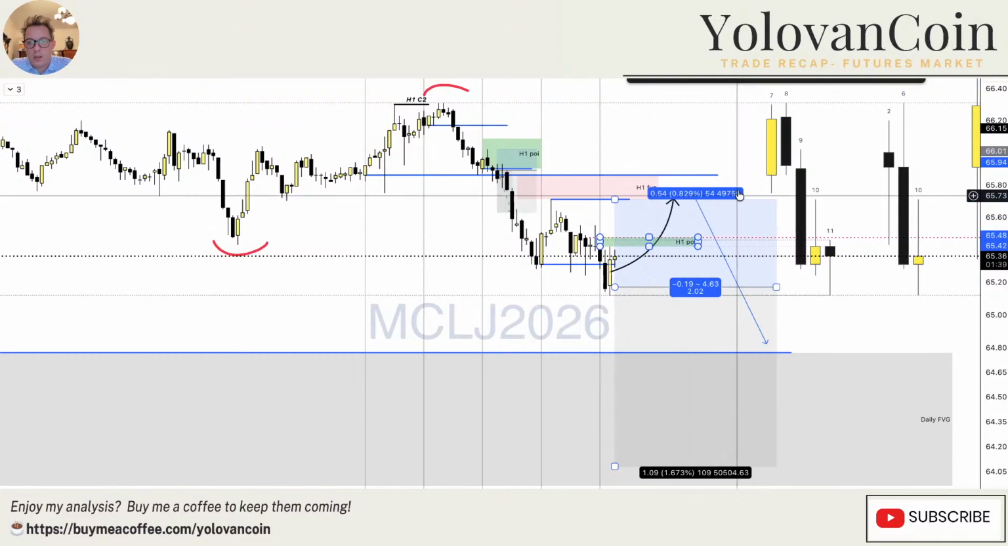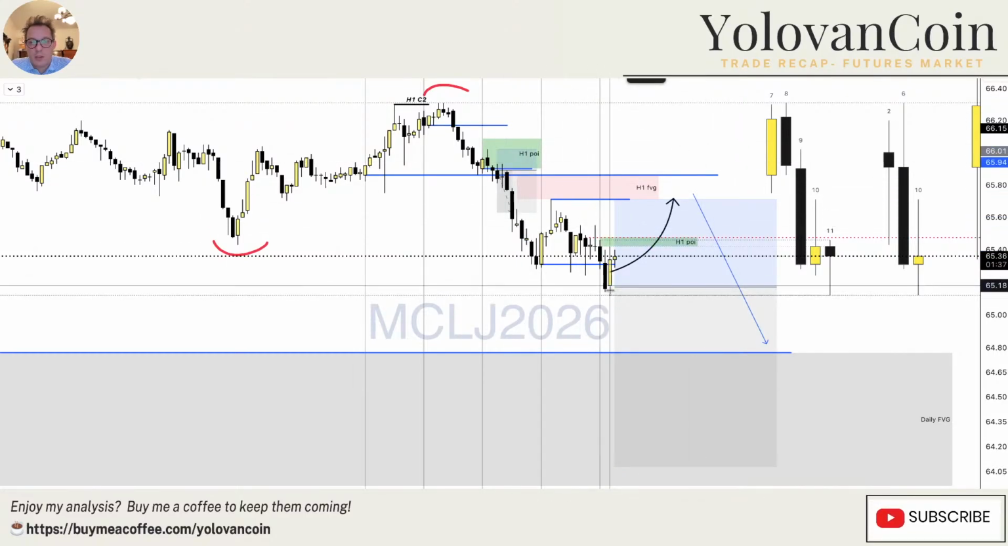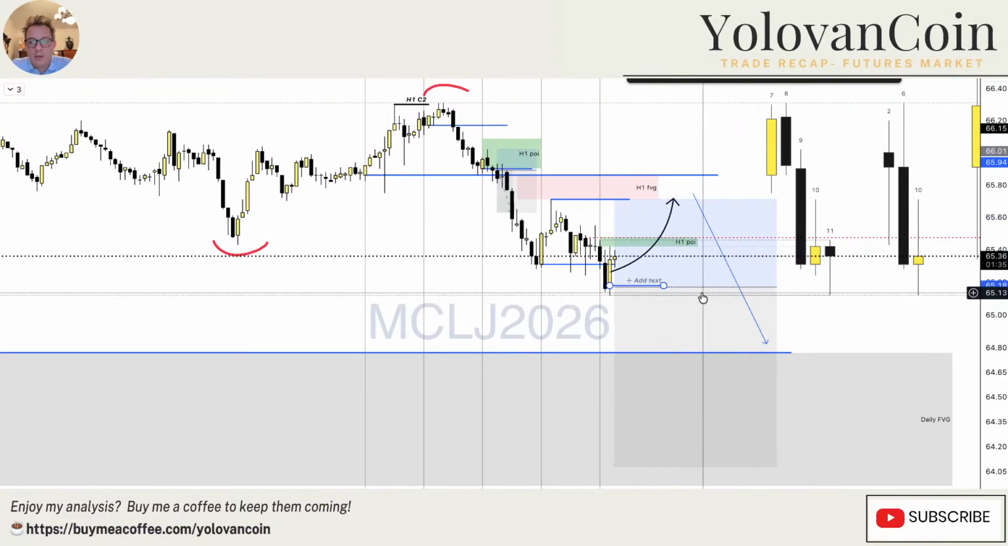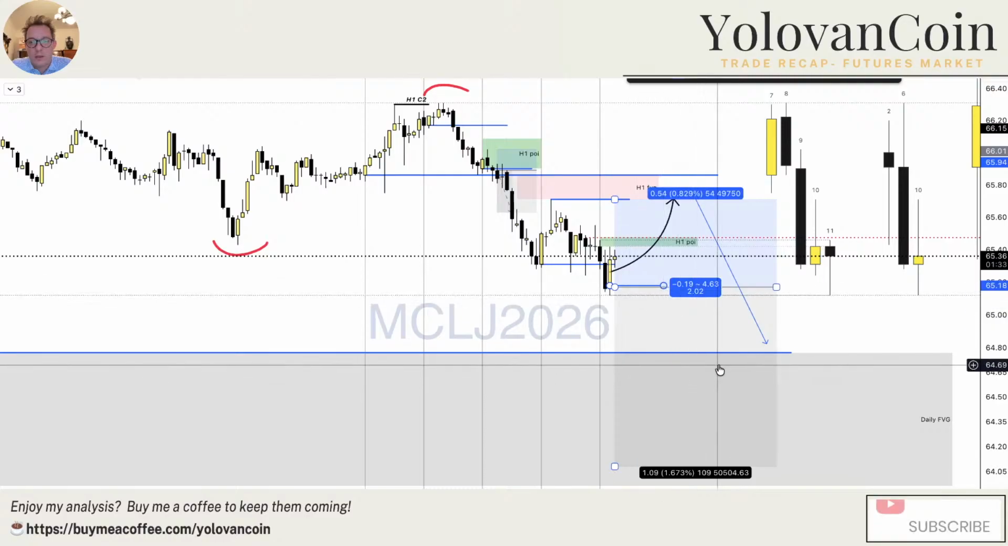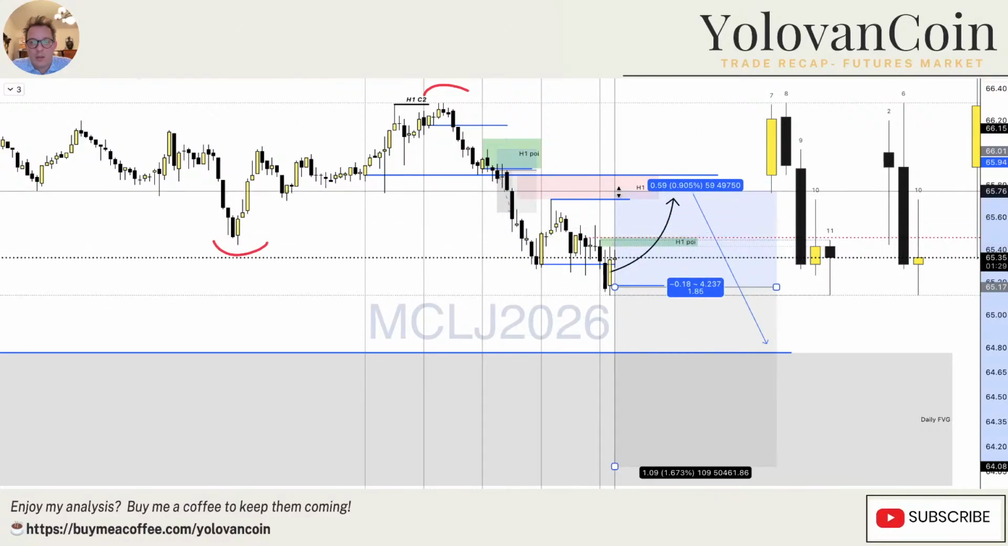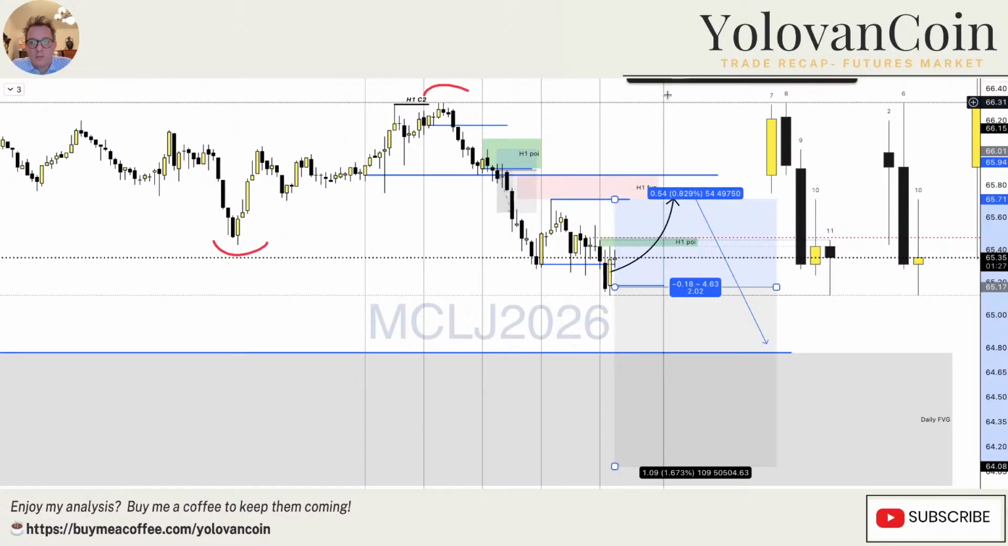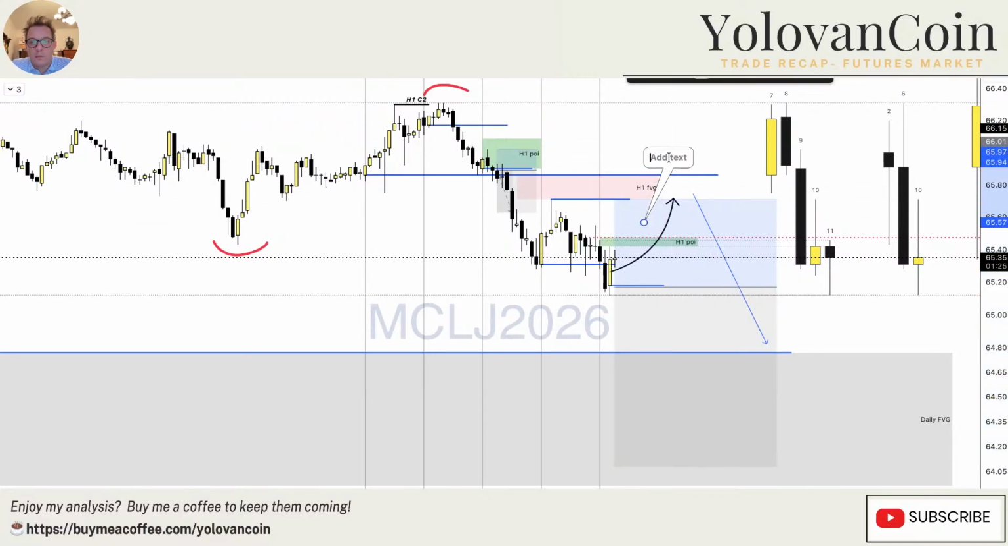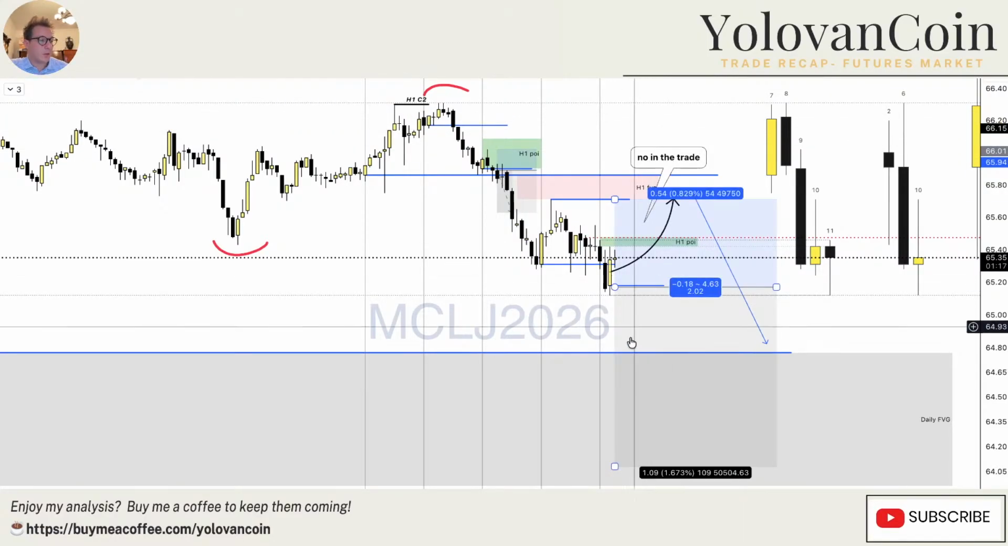So if we're gonna have another bearish M5, then that's gonna be a good short setup, and we can put the stop loss here. So we're waiting. I'm not in the trade yet.